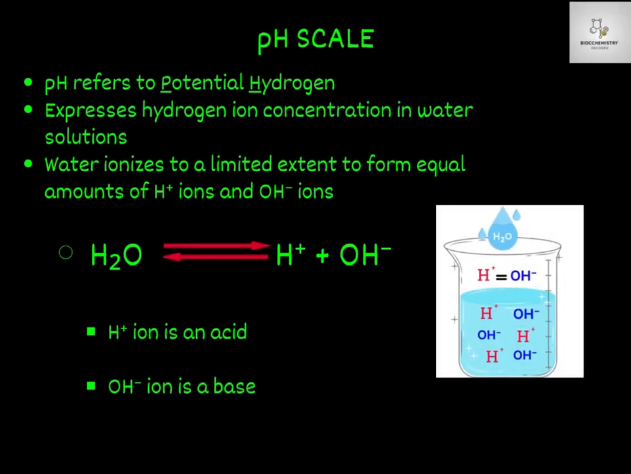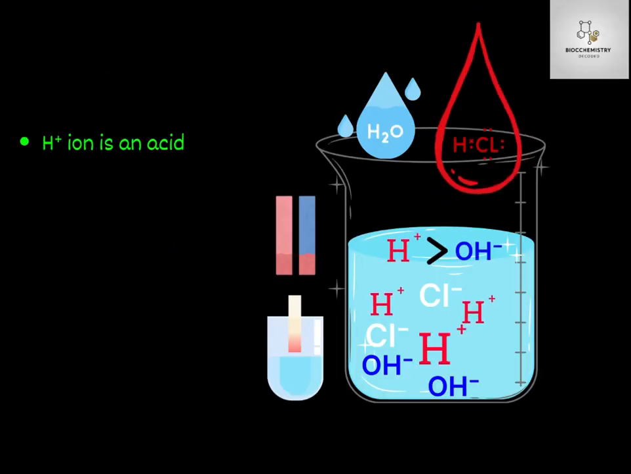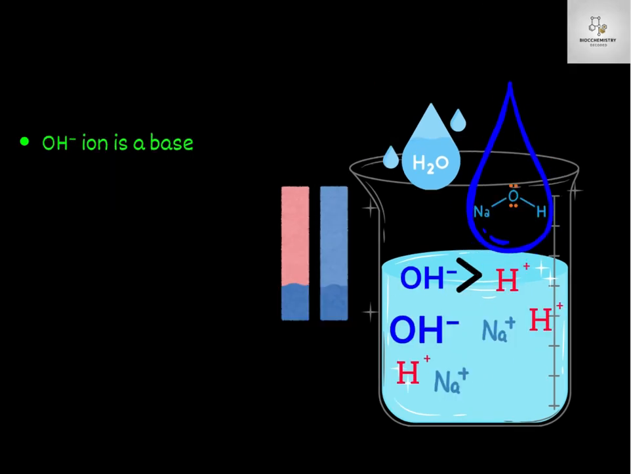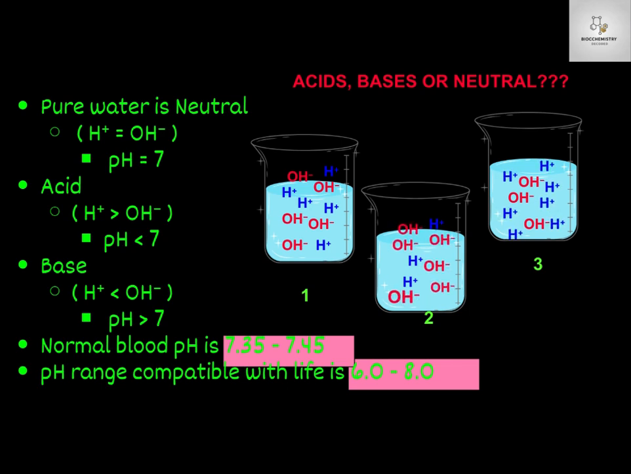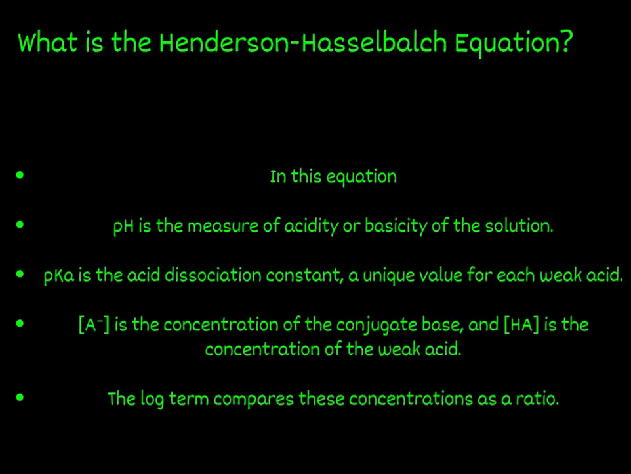pH is a measure of hydrogen ion concentration. Acids donate hydrogen ions, bases accept. So in an acidic solution, hydrogen ion concentration is more than hydroxide ion, and in a basic solution it's vice versa. Now, the normal blood pH is between 7.35 to 7.45 and the pH sustainable to life is between 6 to 8. In order to understand how acids and bases behave in solution or in our body, it is important to explore the Henderson-Hasselbalch equation.